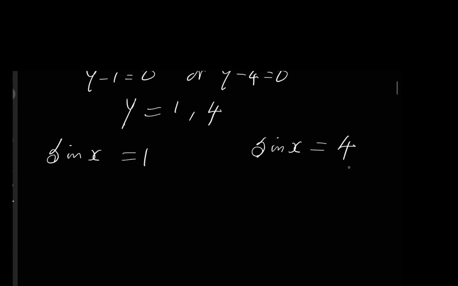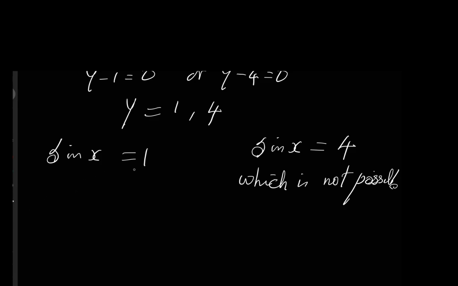See here, the second value, sin x is equal to 4, is not possible because the sin value always lies between minus 1 and 1. So in that case, sin x equal to 4 is not possible. So take sin x equal to 1.